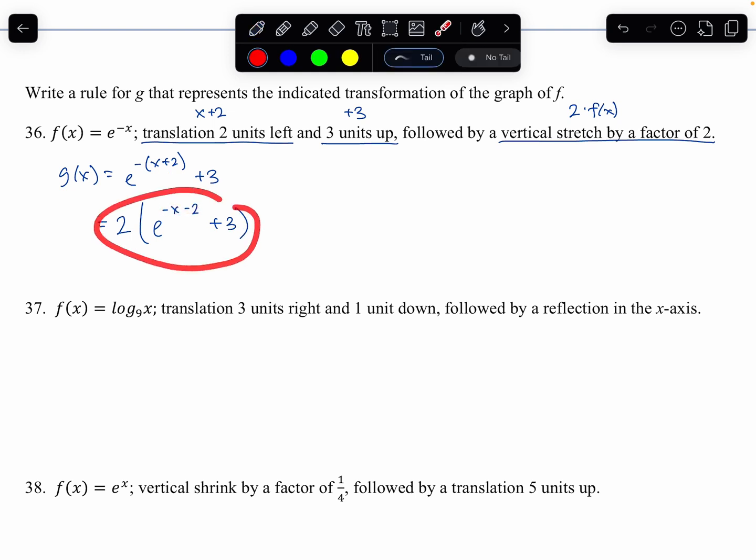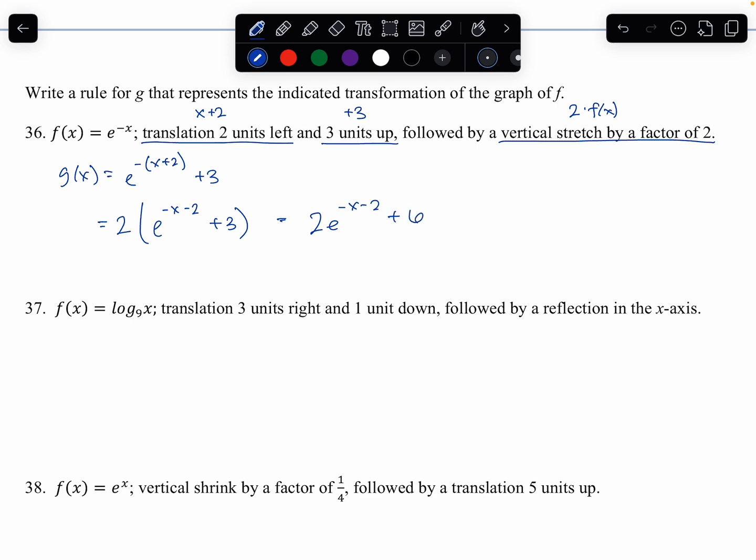And this should be fine, but then you can also distribute that to be 2 e to the negative x minus 2 plus 6.